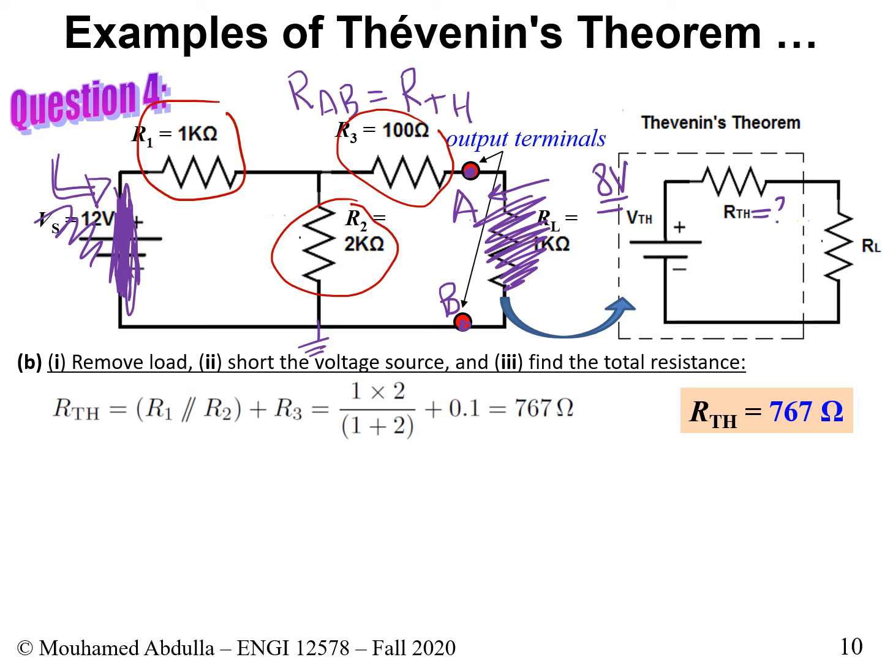So at this point, we have VTH, we have RTH. What we have left is really to find the voltage VL across the load, and the current through the load IL. This is what we want. And this we just found, right? So this is 767 ohms. So to find VL and to find IL, it's really straightforward.